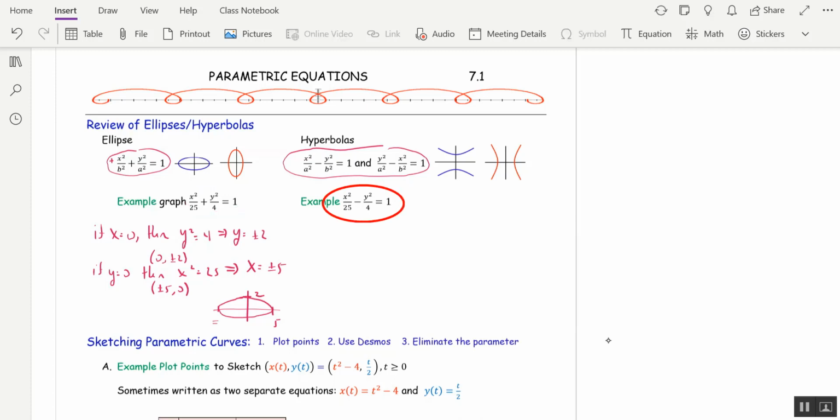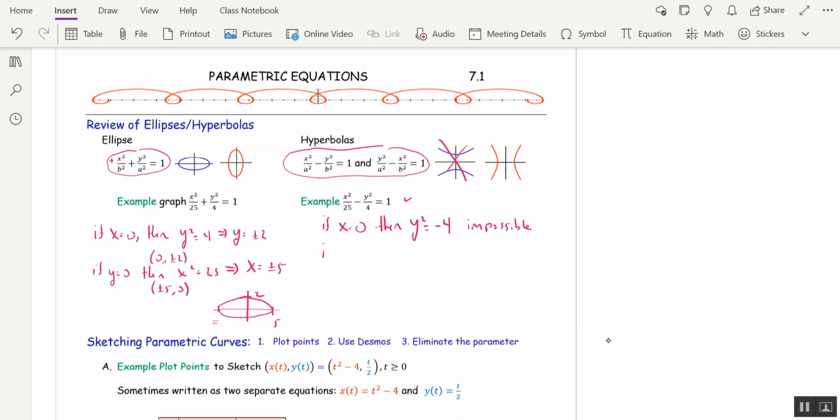Okay, let's look at this equation over here. Again, I'm going to plot the intercepts. If x is 0, then y squared is negative 4. Well, that can't happen. That's impossible. y squared has to be a non-negative number. So now I automatically know that x can't be 0, so I can't have those intercepts, and my hyperbola is going to open left-right, not up-down.